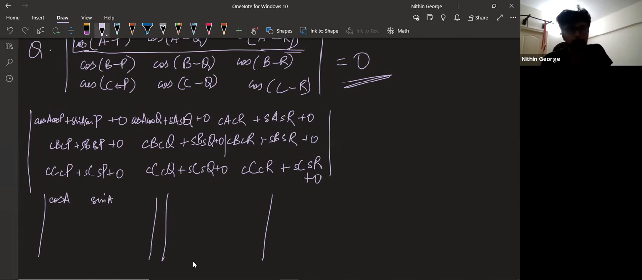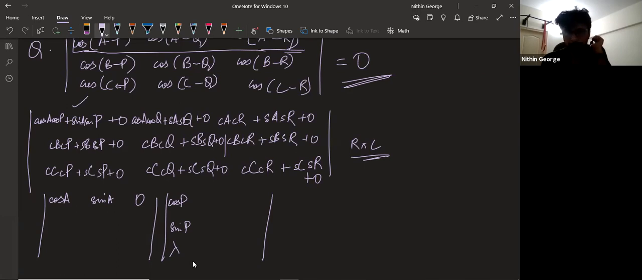I'm trying to do a row by column multiplication because it looks like matrix multiplication. You don't need to get confused. So cos P should be here and sin P should be here. And then suppose this was 0 and this was some other constant lambda, like anything. What do I get when I multiply this row and this column? Cos A cos P plus sin A sin P, right?